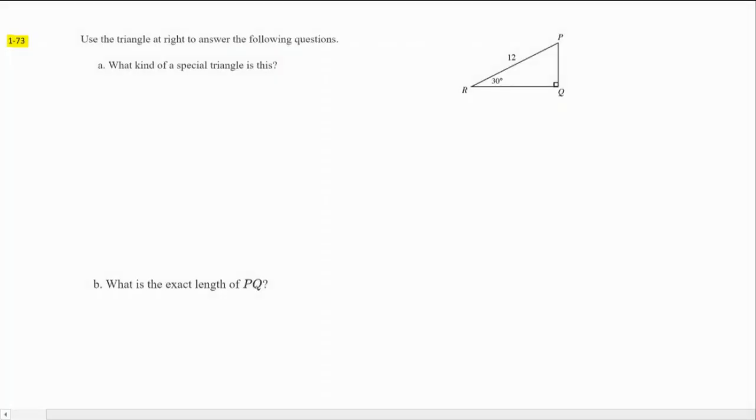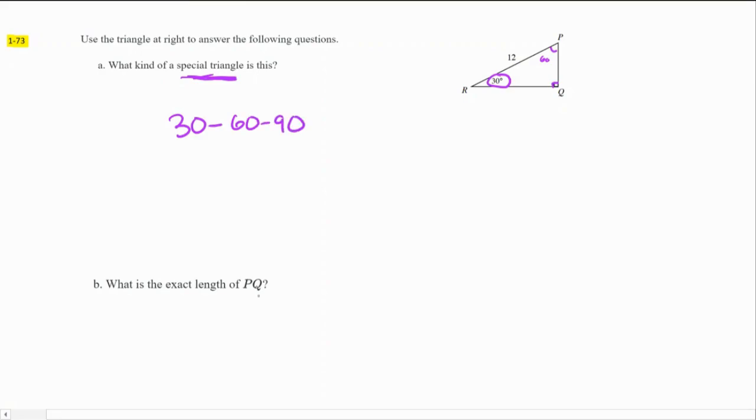You're asked to use the triangle to the right to answer the following questions. First one, what kind of special triangle is this? Well, if we know that this is a right triangle because of this little box, and we're told that this is 30 degrees, because a triangle adds up to 180 degrees, I know that this angle here is 60, and so we have this special triangle, which is a 30, 60, 90 triangle.